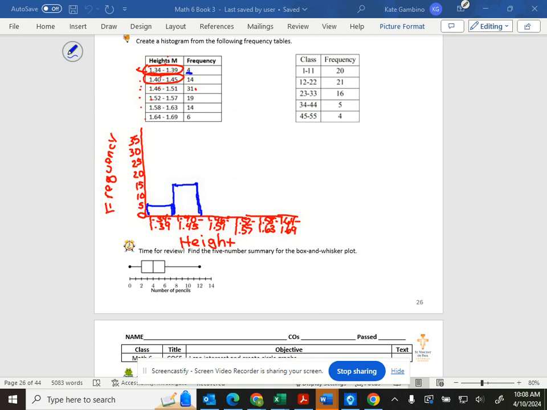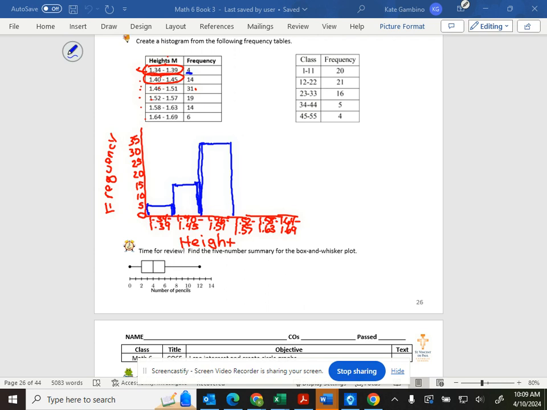1.46 to 1.51. How high up do I have to go for that one? 31. So I'm going to go way up here. Making sure that my bars touch. I'm not leaving that gap.